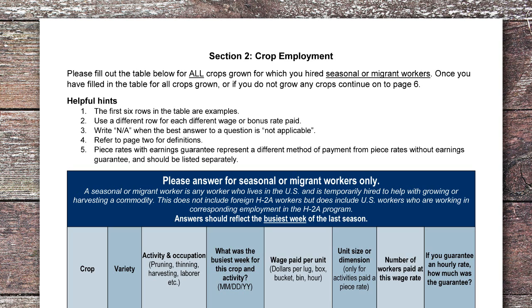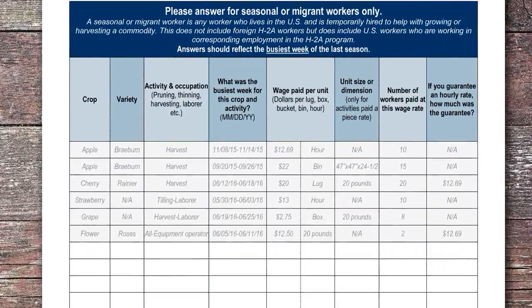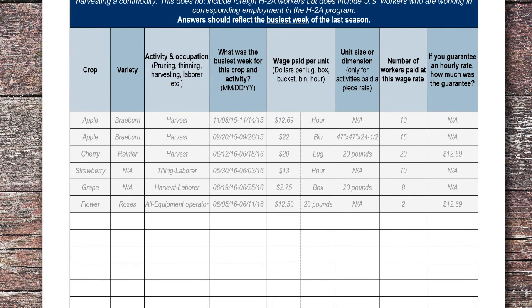We are interested in any and all domestic seasonal workers and their corresponding workers that are employed. This is critically important. We want information about local, domestic, and corresponding seasonal and migrant workers only. Please note that answers should reflect the busiest week of last season. We need to know what wages were being paid and what practices were in place for each combination of crops, variety, and activity during the busiest week for that crop, variety, or activity combination.